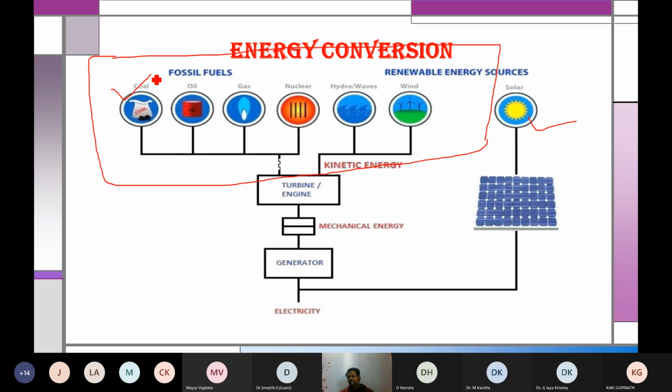So from the wind to the electric power, you have a lot of intermediate stages, even if you go for a renewable energy source like wind. Okay, a lot of losses are there.